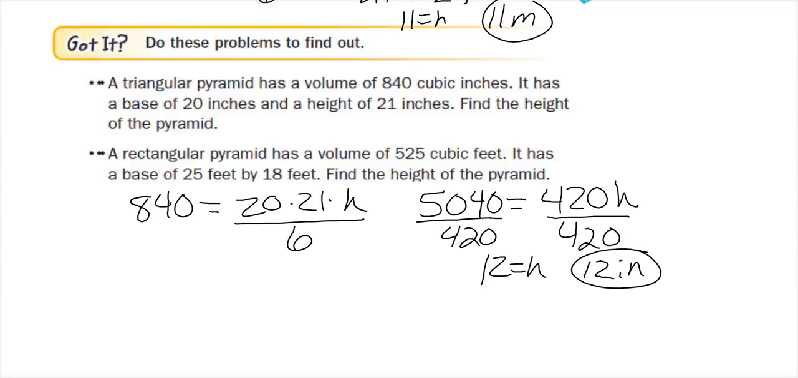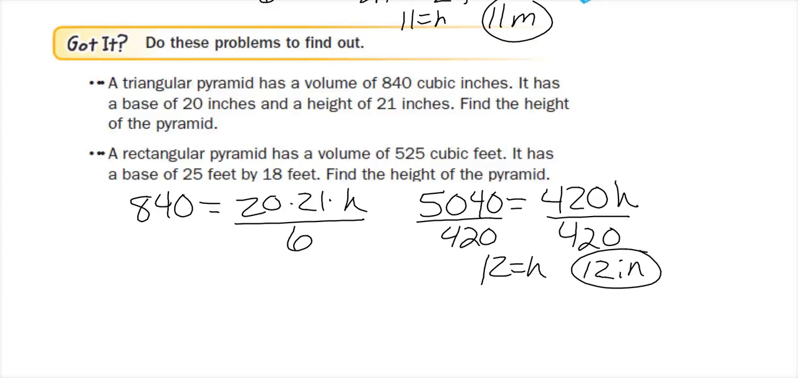All right, let's try the last one all by ourselves. If we didn't do the last one especially, make sure you try this one by yourself. It says a rectangular pyramid has a volume of 525 cubic feet and has a base of 25 feet by 18 feet. Find the height of the pyramid. Try this one by yourself.